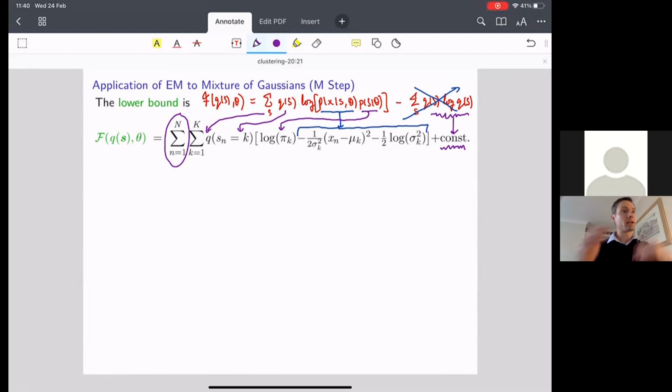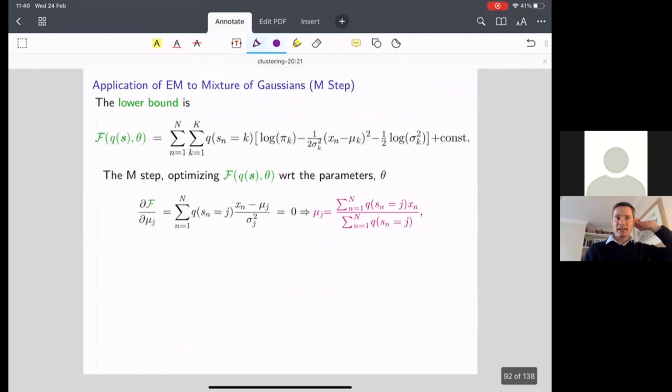So hopefully it's clear now how the free energy here can be calculated for our mixture of Gaussians example, and in particular, this first term that's required for the M step. Good, okay. And so in the M step, we need to optimize this with Q fixed. So this thing out here will not change, and all the terms inside the log will change. So we're going to optimize this with respect to the parameters.